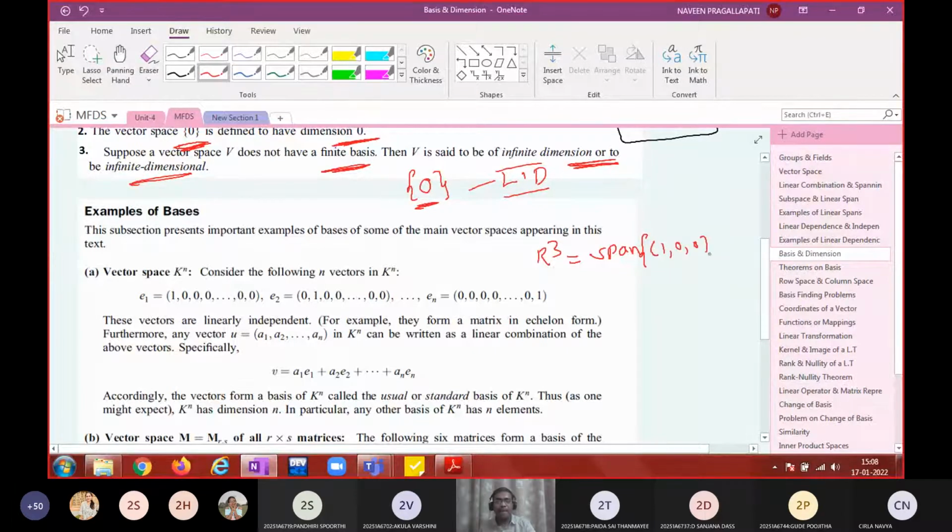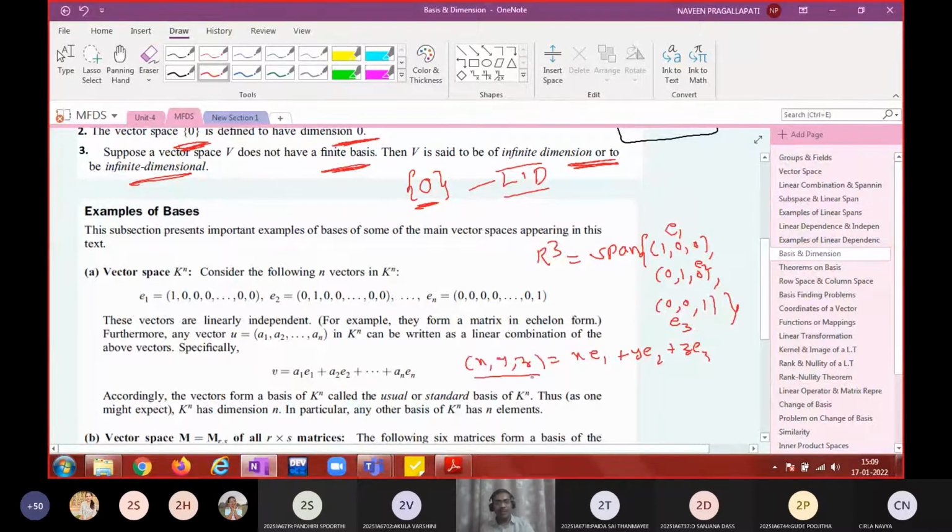1 0 0, 0 1 0, 0 0 1. Any vector (x, y, z) can be expressed as a linear combination of three vectors. What are those? E1, E2 and E3. What is E1? E1 is 1 0 0. What is E2? 0 1 0. What is E3? 0 0 1.